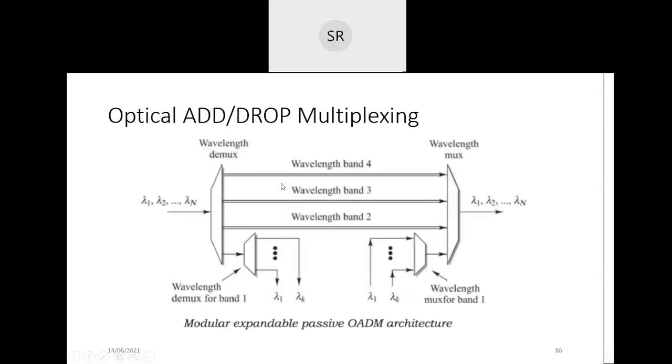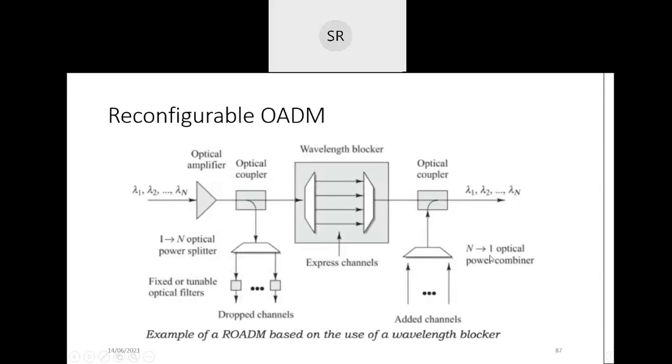Now here is the optical add drop multiplexer, an expandable passive optical add drop multiplexer architecture. In that case, these are the different wavelength bands. This is band 1. Band 1 is dropping here, and this one is band 1 adding. Now in this case, one example of a reconfigurable optical add drop multiplexer. These are the optical wavelengths, n wavelengths, and these are the drop channels.